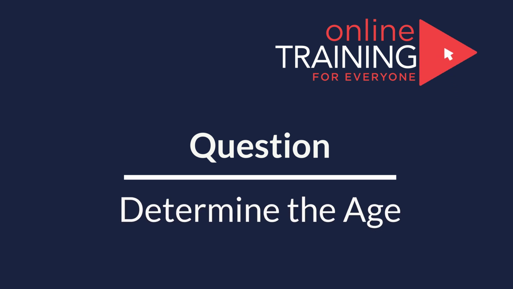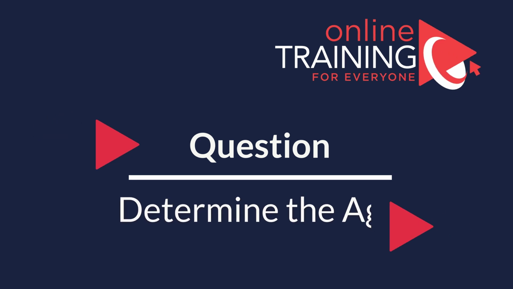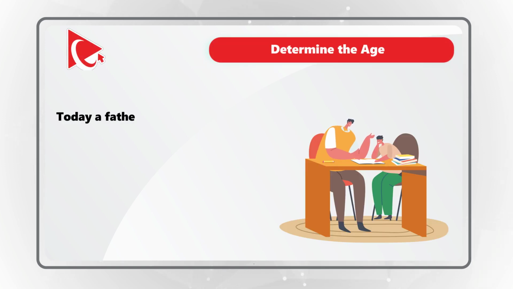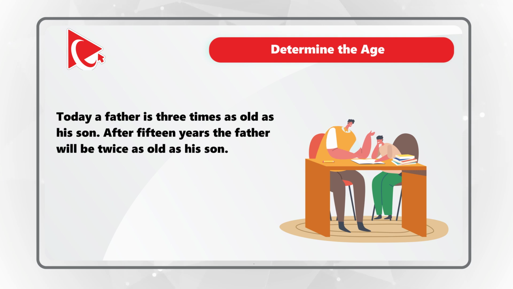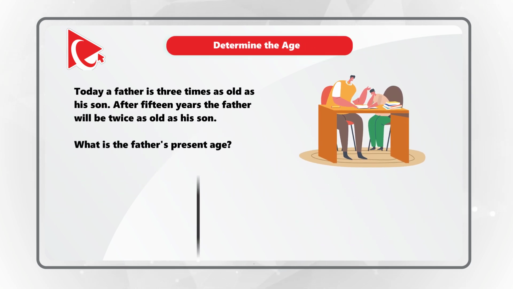Here is the frequent test problem where you need to determine the age of the family members. Today, a father is 3 times as old as his son. After 15 years, the father will be twice as old as his son. What is the father's present age? And you have 4 different choices.